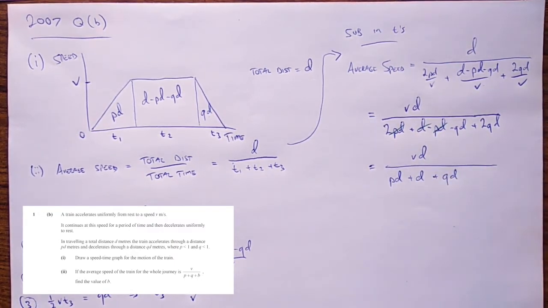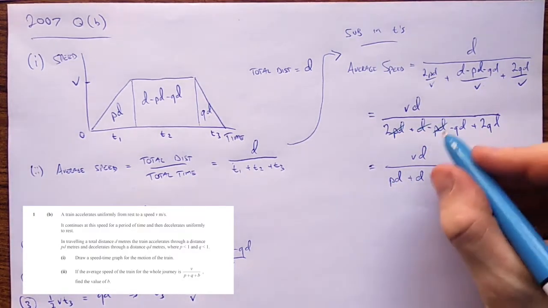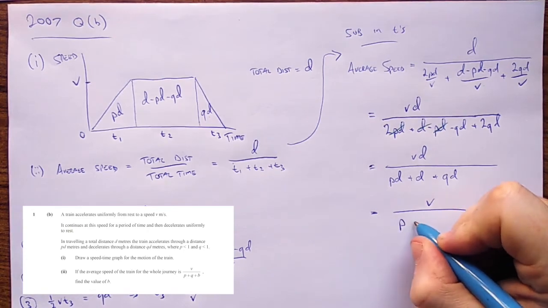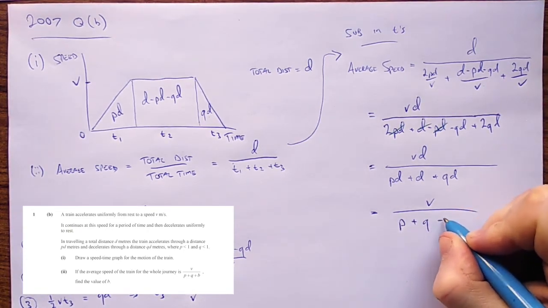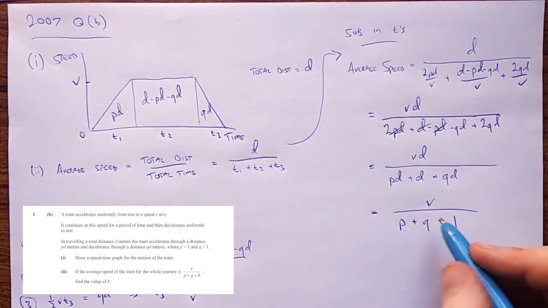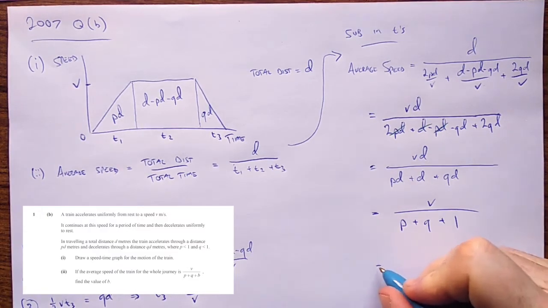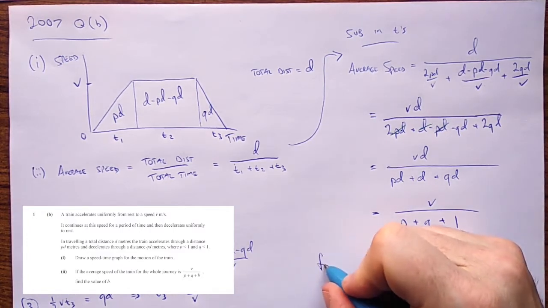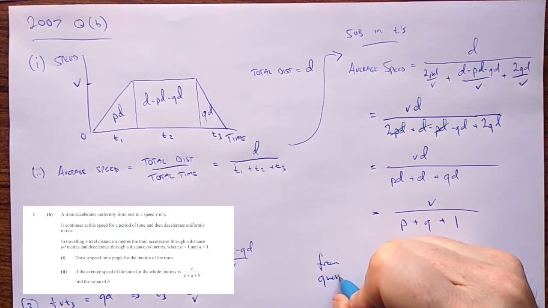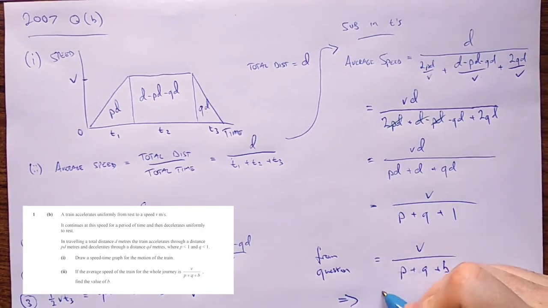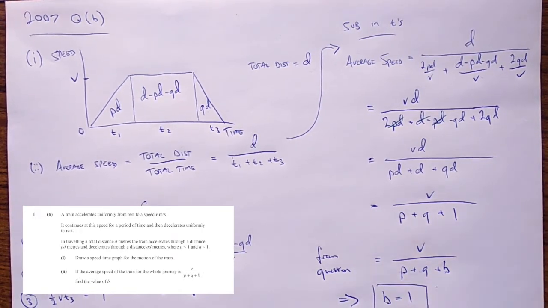This is looking good. If we go back and check where we're supposed to be going, I see p's, I see q's, I see v on the top. That's going to come out nicely. Next step is to divide by d. So we get v over p plus q plus 1. And if we compare that to our original question, that equals v over p plus q plus b. Therefore, b equals 1. Nice and tidy.